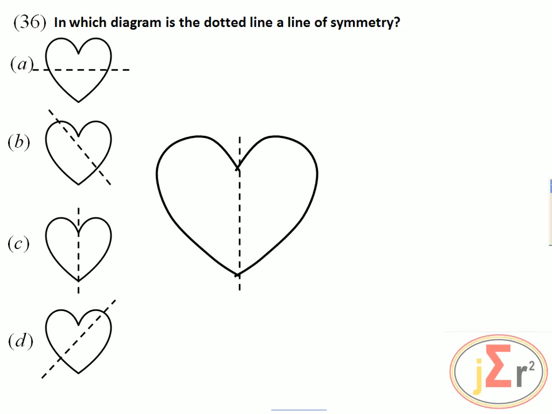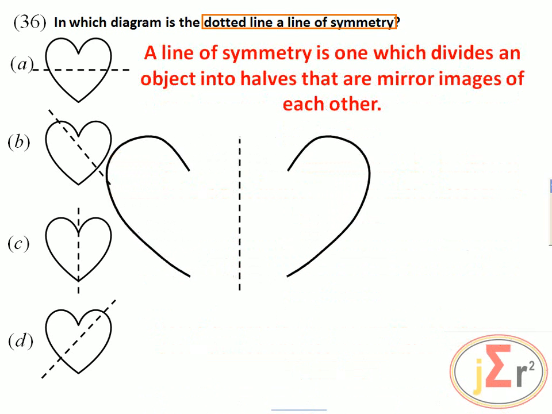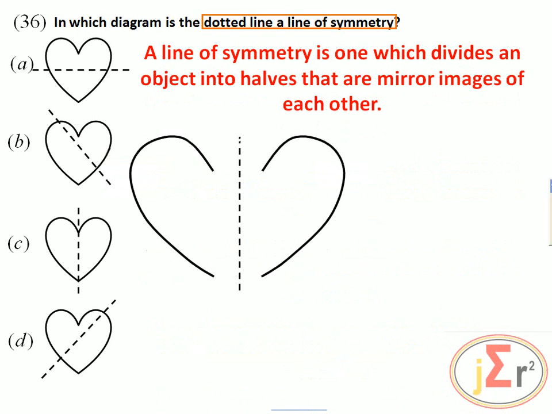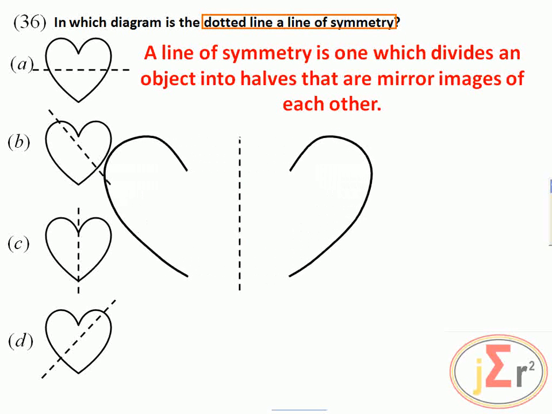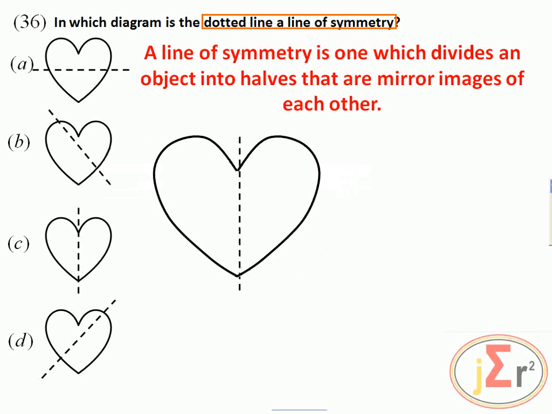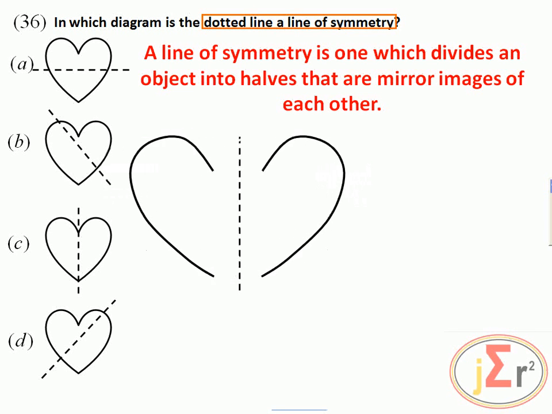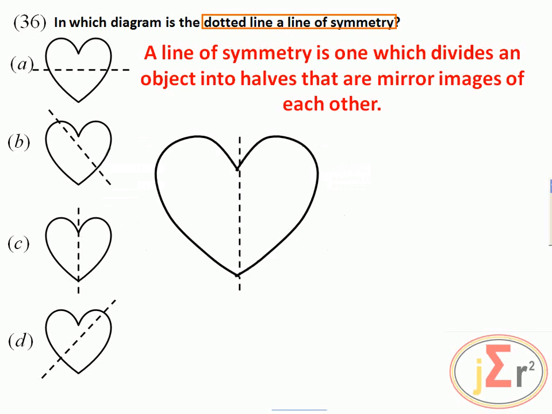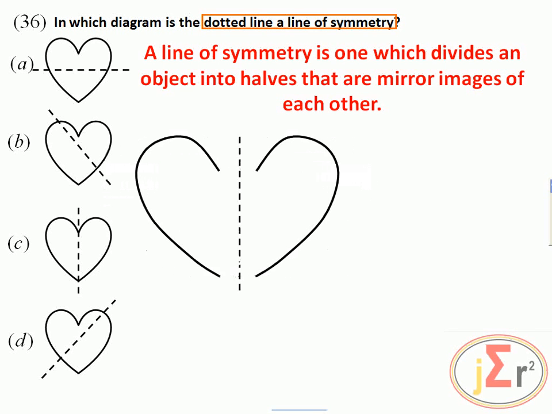However, we need to take a very good look at what we mean by a line of symmetry, because being divided into two halves, it is not the only property that a line of symmetry has. Dotted line, a line of symmetry. A line of symmetry is one which divides an object into halves that are mirror images of each other. Notice it will divide the object into halves that are mirror images of each other.